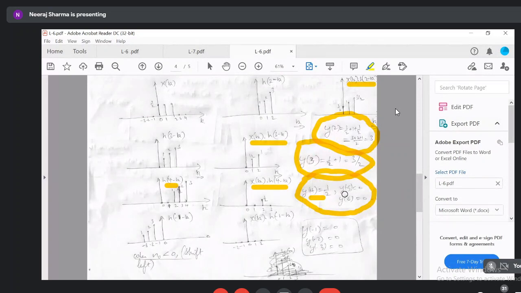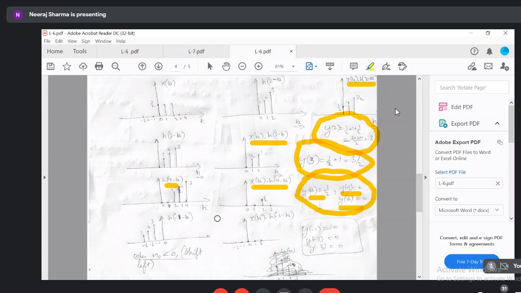So that's why we have written here that y5 will be equal to 0, y6 will also be equal to 0, and so on. Hence we do not need to solve it further, right? There is no need to take further values of n naught, because x[k] and h[n naught minus k] for n naught greater than 4 will be zero in the output sequence, right? So there is no need to find further samples.